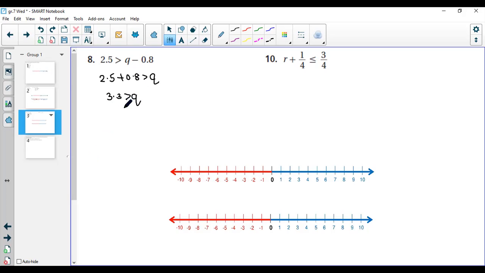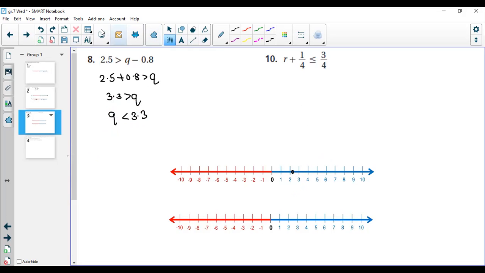So remember, I told you keep the variable in front. So that's going to be, which means q can be any number less than 3.3. So less than 3.3 means 3 is here. So 3.3 is somewhere very near to 3. Okay, not even like in the half. It's almost like here, very near to the 3.